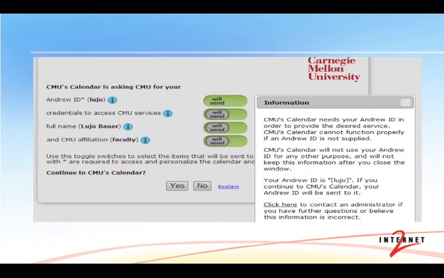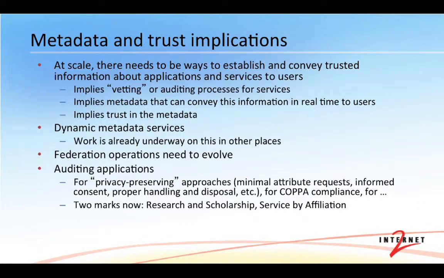This is kind of the information that can pop up in that process about the site that you're visiting. And it has some implications about metadata that we're passing around in the Federation. I won't go into this for the interest of time. Enough stuff.